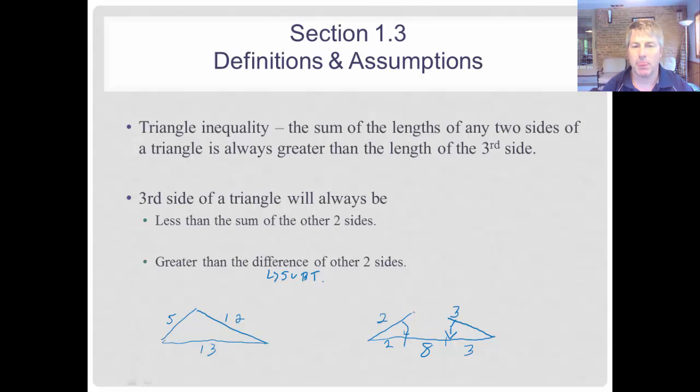Whereas in this one, if I'm greater than the difference, 8 minus 3 is 5. 2 is not greater than 5. So this triangle clearly doesn't work. So we've shown multiple ways of seeing the triangle inequality: less than the sum of the two sides, greater than the difference of the two sides, or just drawing it out, we can see it doesn't make any sense.